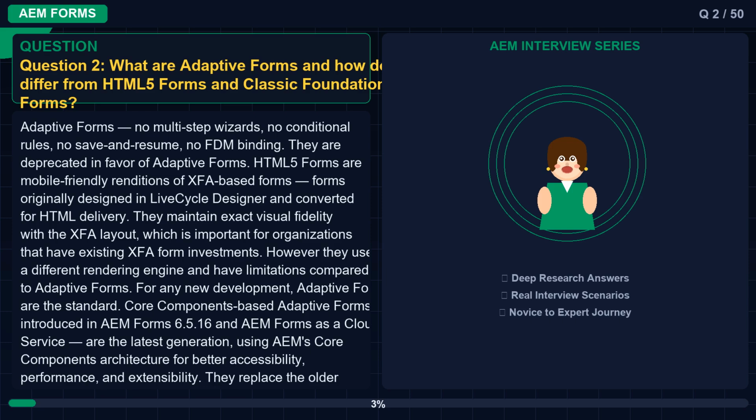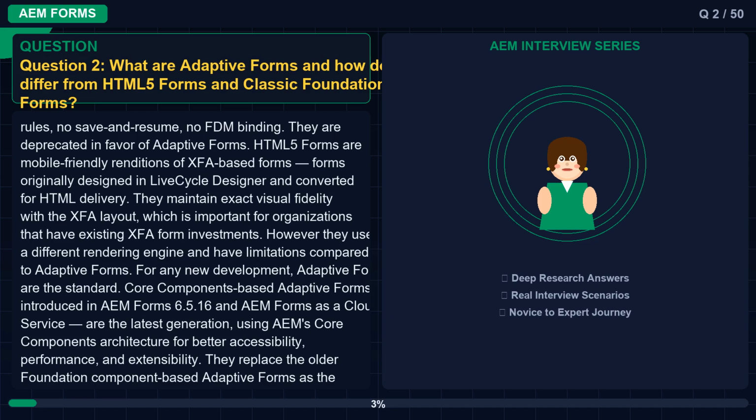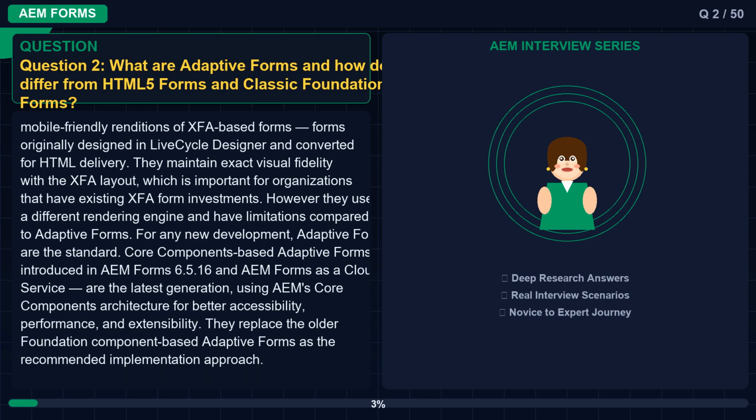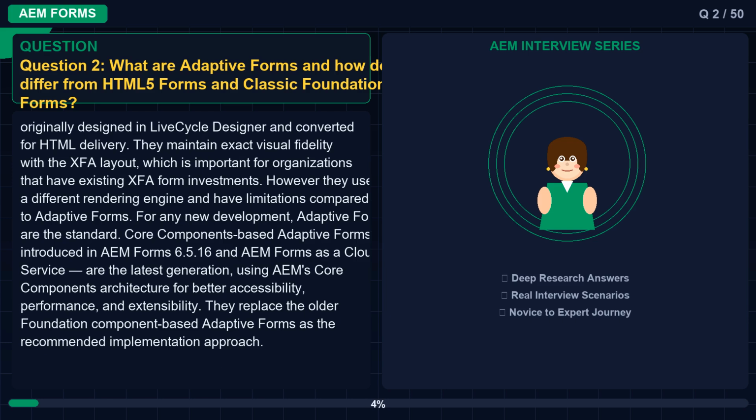Core components-based adaptive forms, introduced in AEM Forms 6.5.16 and AEM Forms as a Cloud Service, are the latest generation, using AEM's core components architecture for better accessibility, performance, and extensibility. They replace the older foundation component-based adaptive forms as the recommended implementation approach.